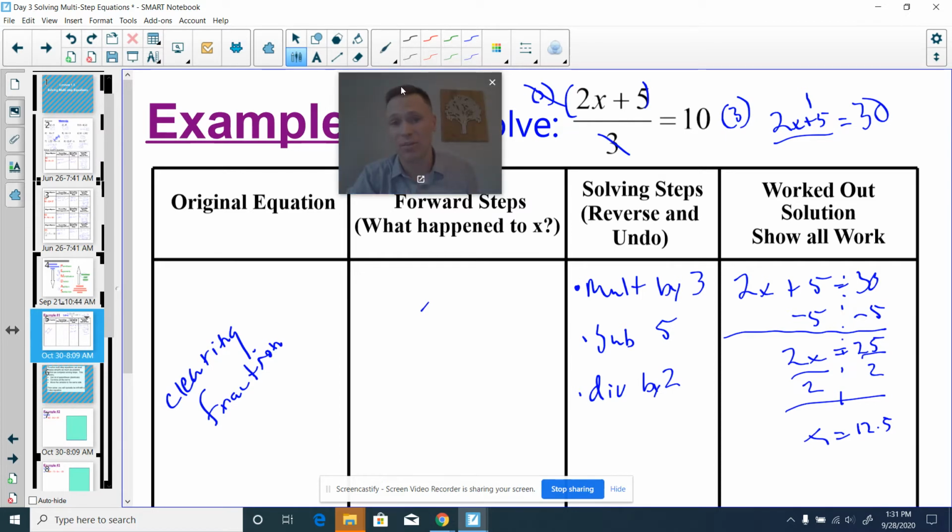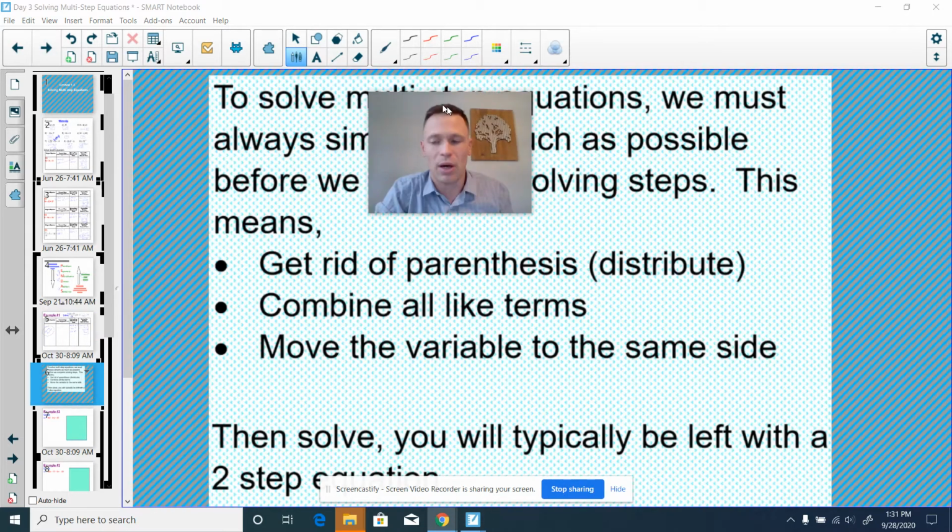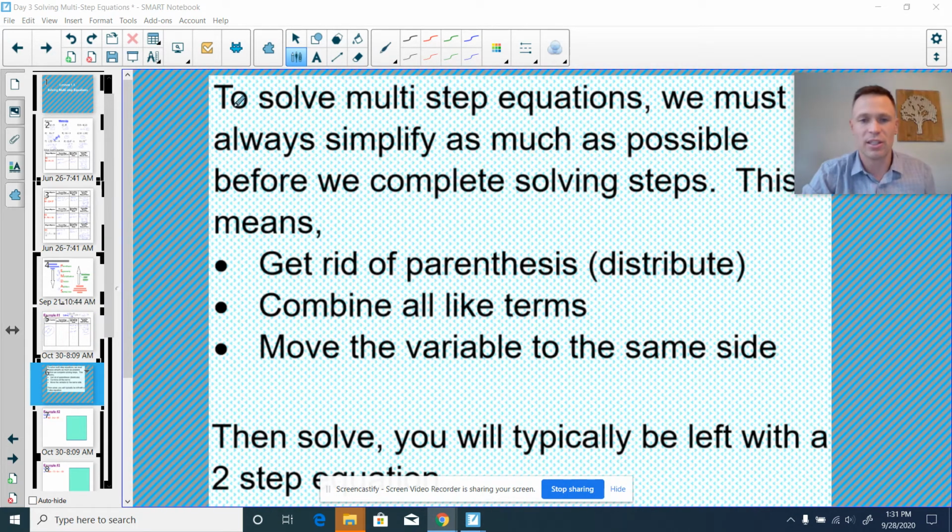But again, this problem is very important because we're talking about this idea of clearing fractions. Remember, everything in this numerator was originally locked up by that division of 3. And the way we undid the division of 3 is by clearing fractions. And we clear fractions by multiplying out the denominator. All right, let's look at some other things that we're going to have to do for solving multi-step equations here.